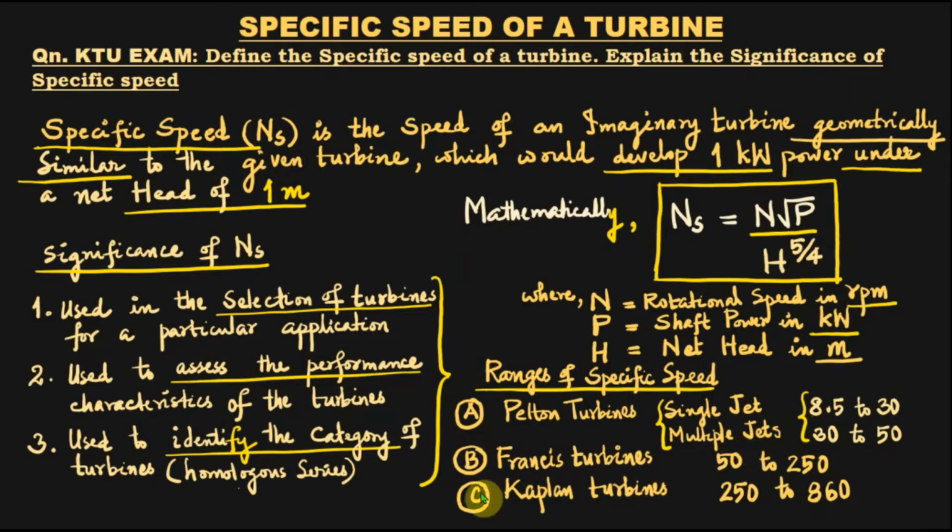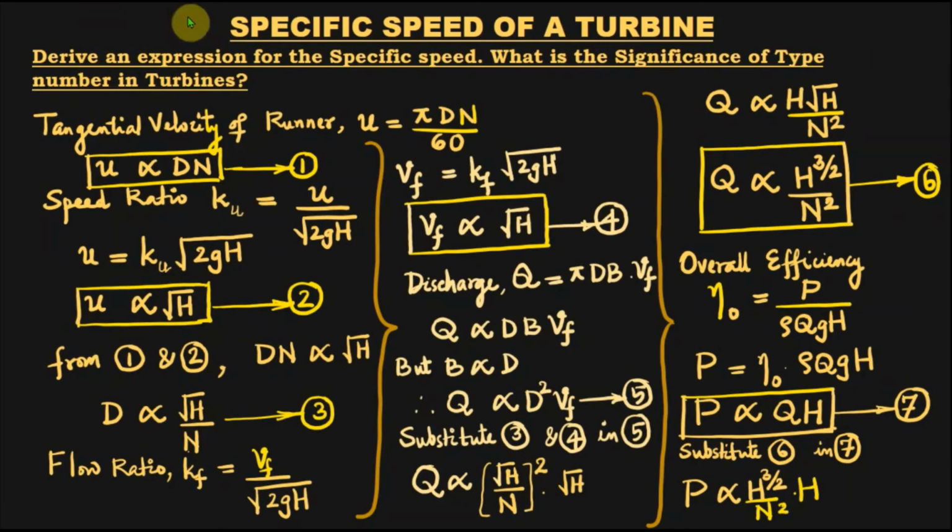And on the other hand, Kaplan turbines are axial flow reaction turbines. They have very low head and they have very high, in fact the largest flow rates, and they have high specific speed range also. Now let us proceed and derive an expression for the specific speed of a turbine.